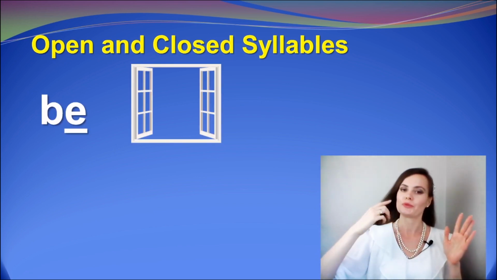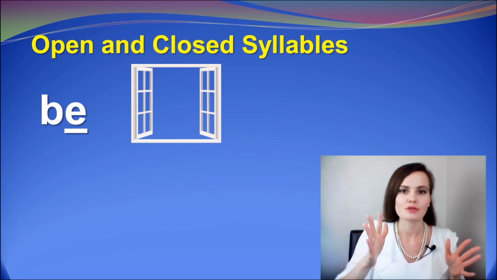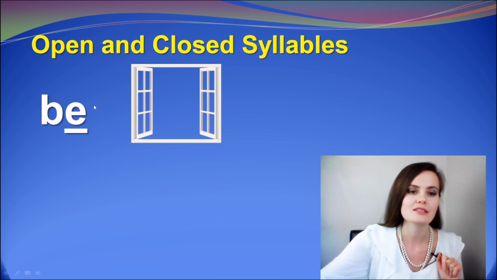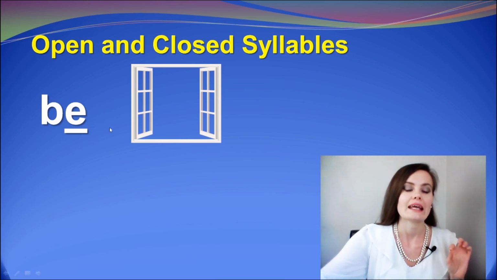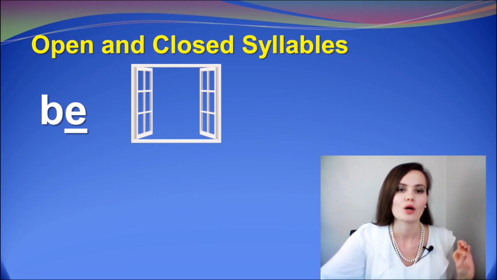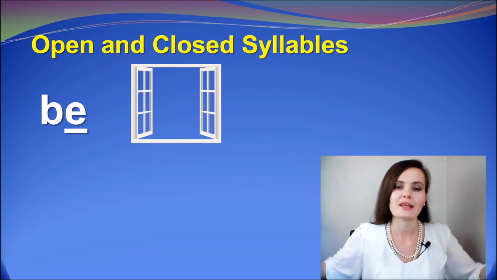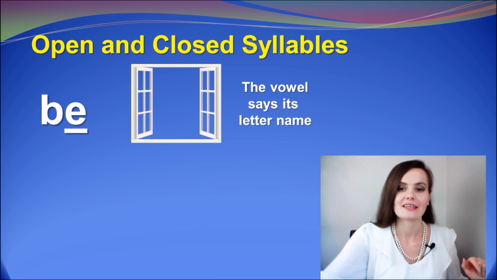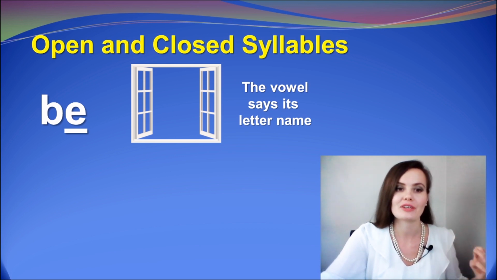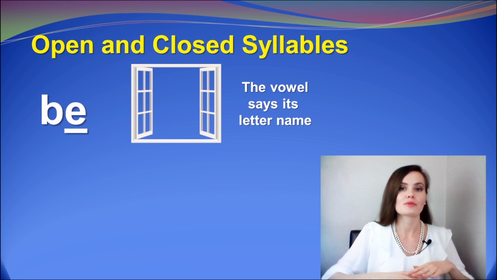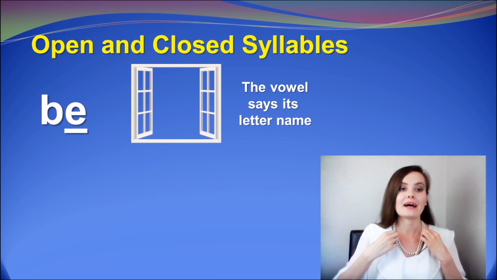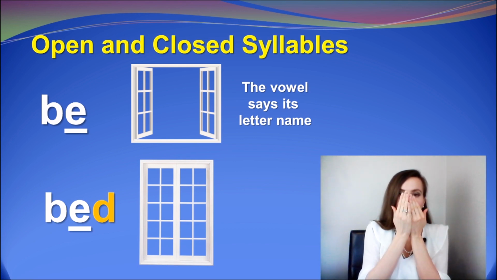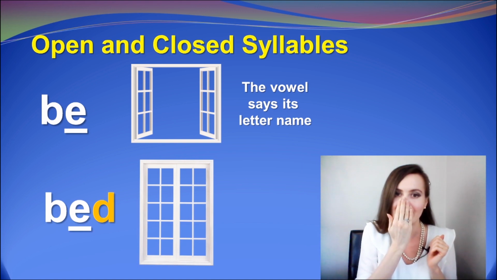Okay, open and closed syllables. In here, I recommend you to remember this based on using this visual. So you can see the visual of the open window. If there is no consonant on the right side in here, it means that the syllable is open. If the syllable is open, if the window is open, we can say E, right? So the vowel says its letter name in this case. E, the window is open, right?